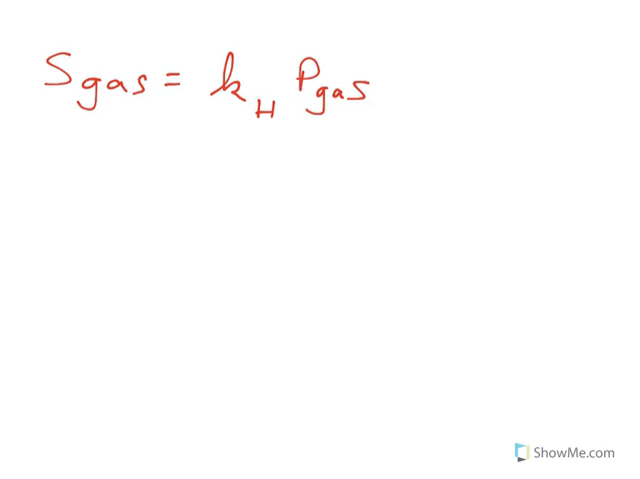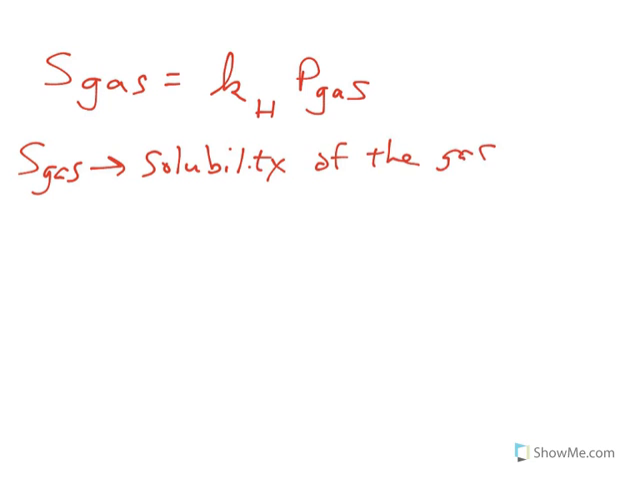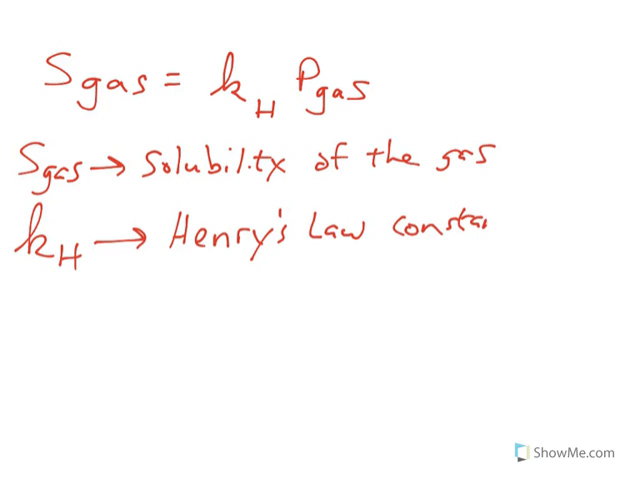All right. So a very simple equation. What S gas is here is the solubility of the gas. KH, and I give it a lowercase k because I get my lowercase and uppercases confused quite often. So if you do it in cursive, that mitigates that problem. This is called Henry's law constant, and it's intrinsic to a specific gas at a specific temperature.